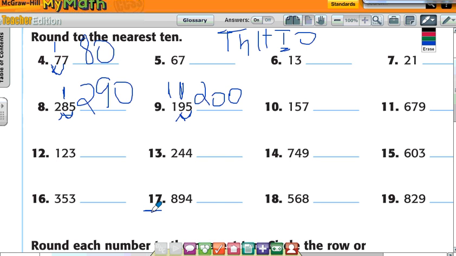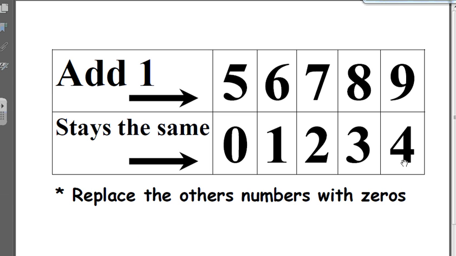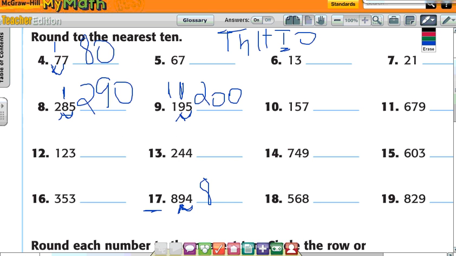All right, let's look at 17. What number is in the tens place? 9. Am I working with the 8 yet? No. Okay, now look at number to the right. What's the number on the right? 4. What does that tell me to do? Well, look at my chart. If it's a 4, it tells me to stay the same. So do I need to change the 9? No. Then replace the 4 with? 0.